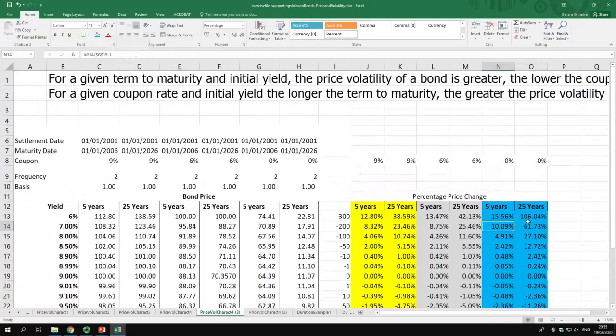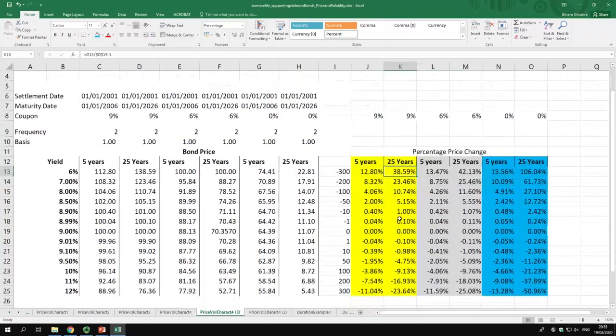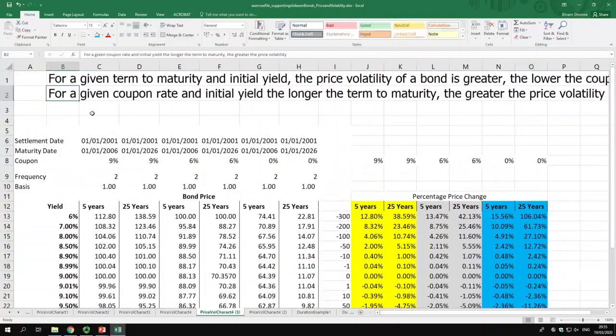So as the time to maturity increases, the bond volatility goes up. 31.47, 42, 12.8, 38.59, and this is evident here as well. 0.04, 0.10, 0.04, 0.11, 0.05, 0.24. So that's another characteristic, which reads, for a given coupon rate and initial yield, the longer the term to maturity, the greater the price volatility.